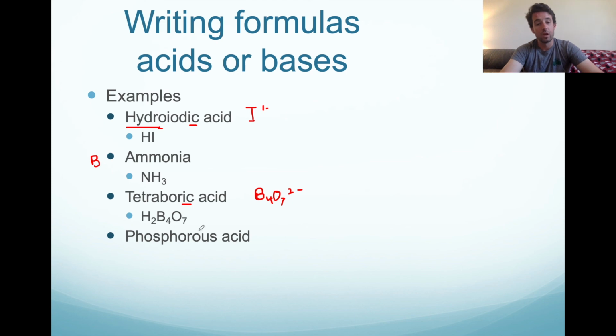H2B4O7. Phosphorous acid ends in ous, so that means we're changing it to ite. So we're looking for phosphite. Phosphite is PO3, 3-, so it'd be H3PO3.